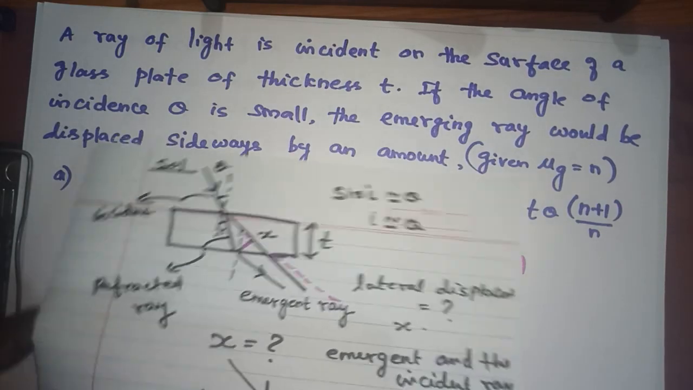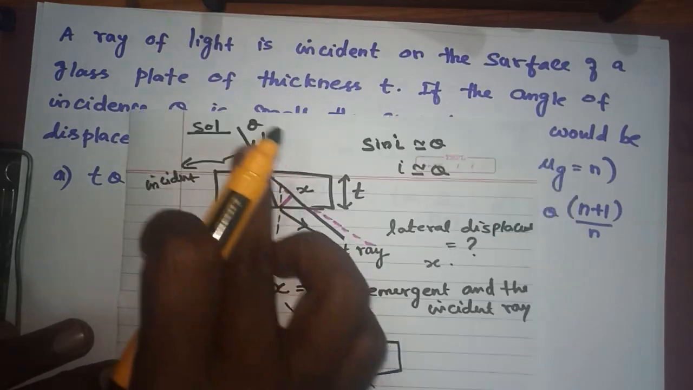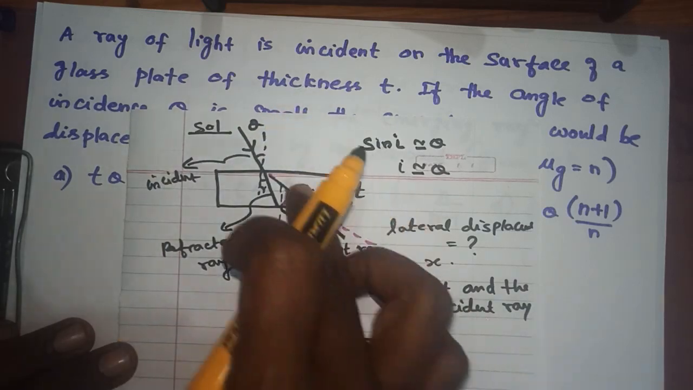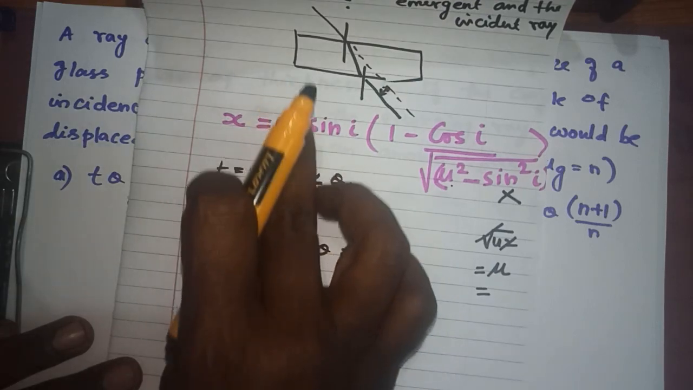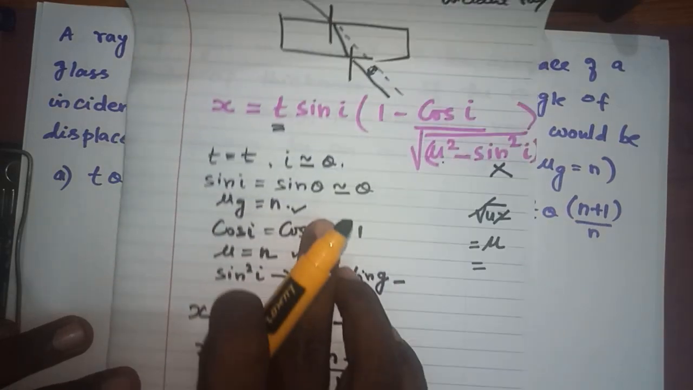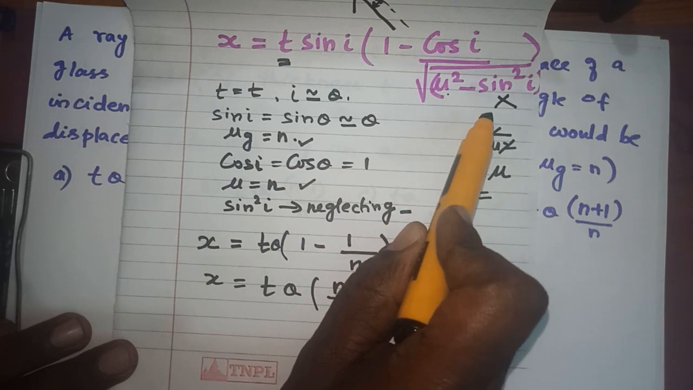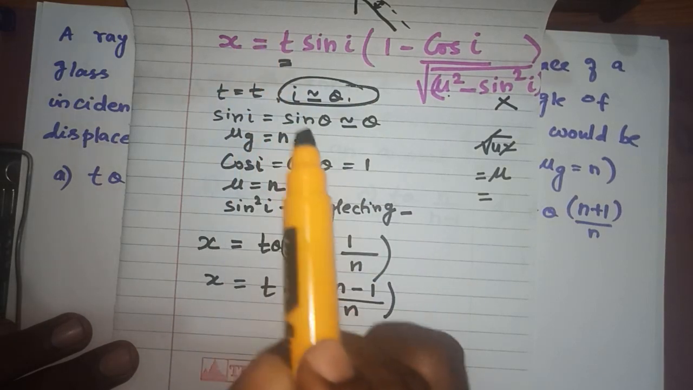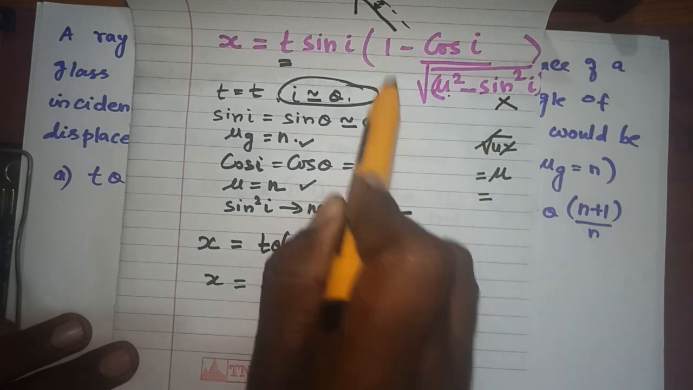So you can go through it once again. How is this being made out? Any ray passing through a glass slab gets refracted and forms an emergent ray. This emergent ray is parallel to the incident ray, and for finding out the displacement, that is, how much this emergent ray is shifted from the incident ray, that x is given as x equal to t sin i, 1 minus cos i by root of mu square minus sin square i. By the given condition that the angle of incidence i is very small, I can make this equation simpler.